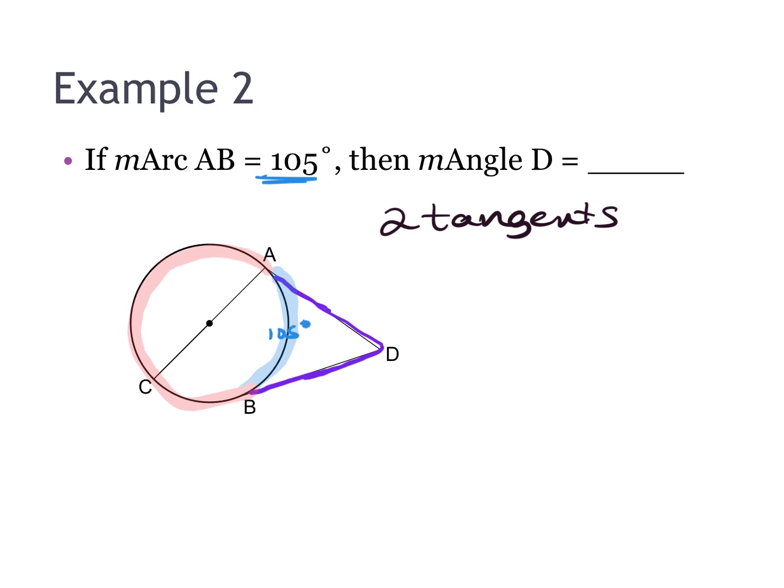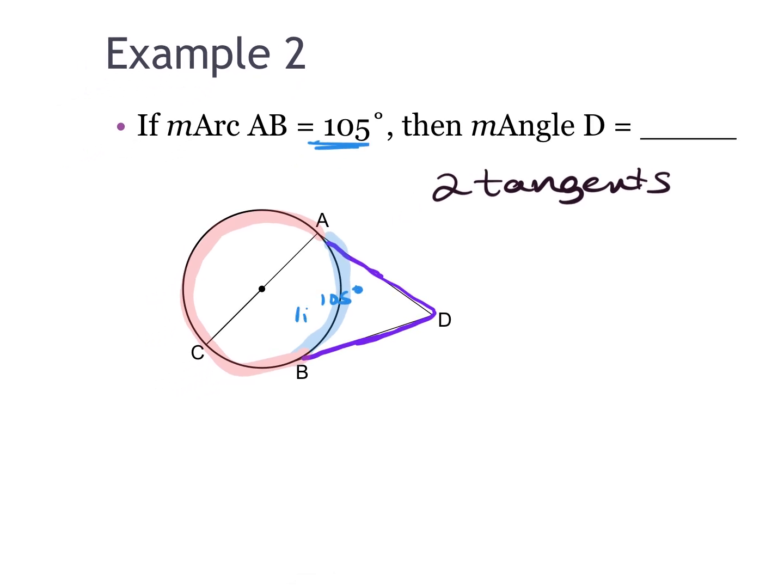I know I can find the big arc, so this is the little arc. To find the big arc, all I need to do is 360 minus my little arc, and my big arc is going to be 255 degrees.